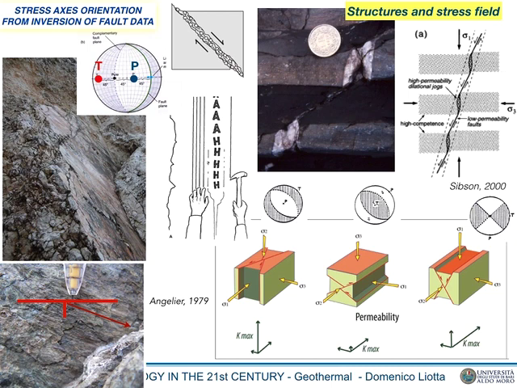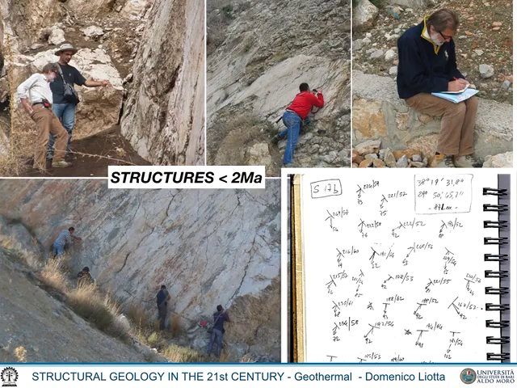So as it is here sketched, the dilatational jogs are commonly parallel to the intermediate stress axis. So it implies that parallel to the intermediate stress axis, you can have the maximum of the permeability. So the intermediate stress axis is an indication of the fluid path, of the preferred fluid path. So kinematic analysis is a fundamental tool in geothermal exploration.